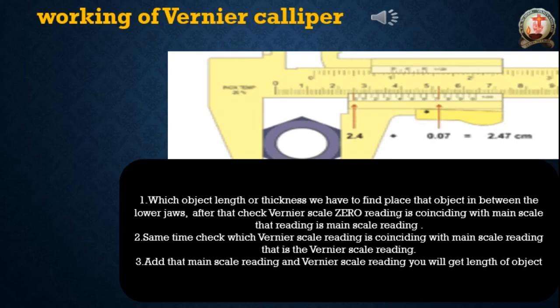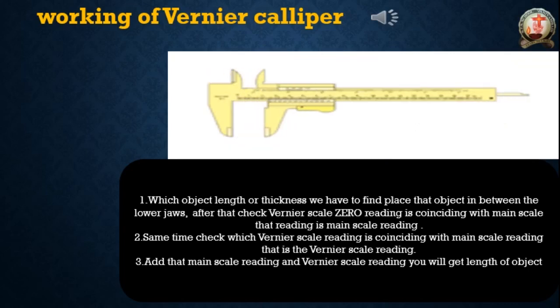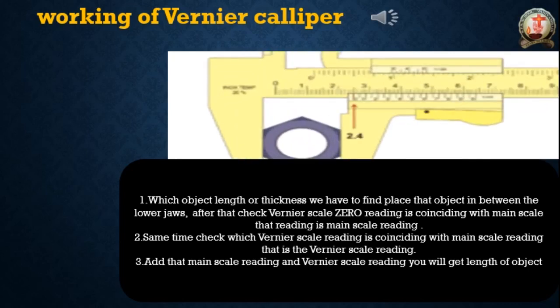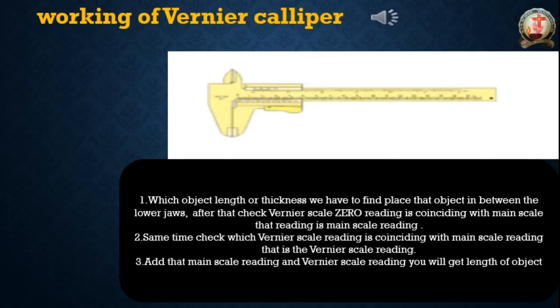So what is our main scale reading value? 2.4. Okay. Then the second point is at the same time check which vernier scale reading is coinciding with the main scale reading. I already told you the first point: 0 reading is coinciding with the main scale reading. So that is how much? 2.4. That you have to take as a main scale reading. Leave it. That one you can leave.